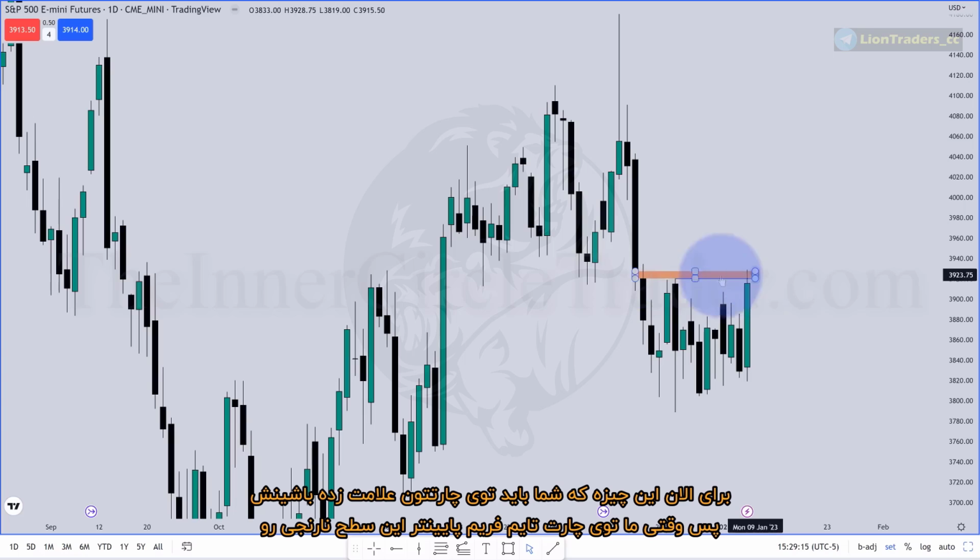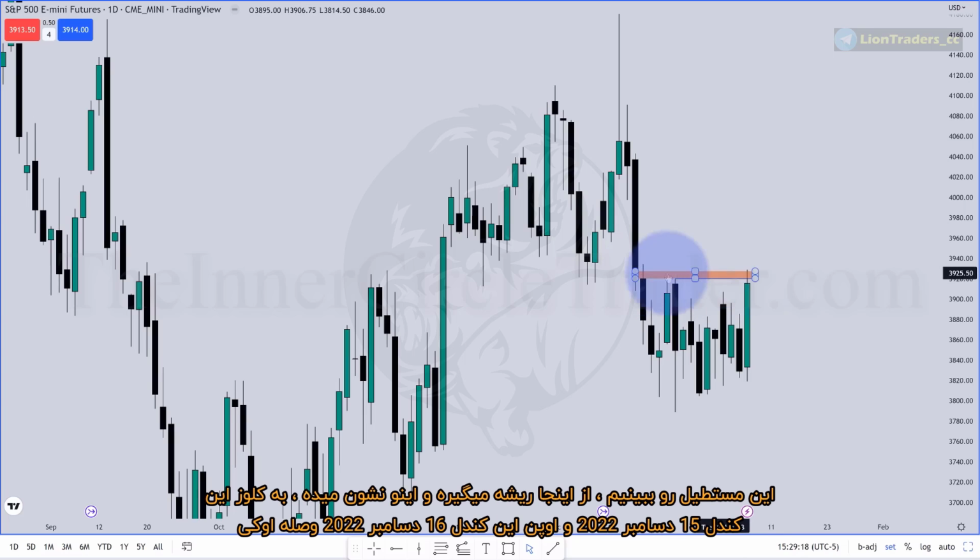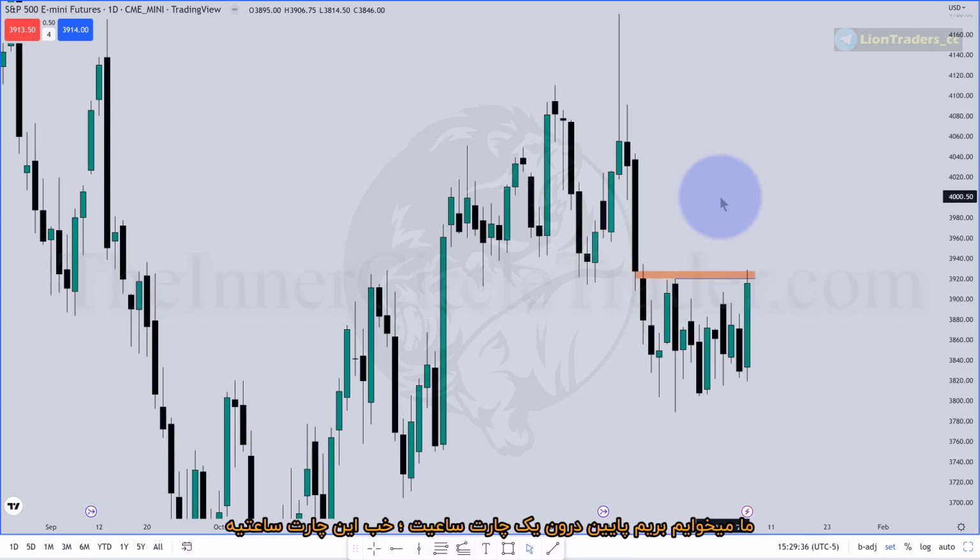So when we see on the lower time frame chart, this orange level here, this rectangle, that's what this is. Okay, it's rooted to this candle's close on December 15, 2022, and this candle's open on December 16th, 2022. Okay, so we're going to drop down into an hourly.